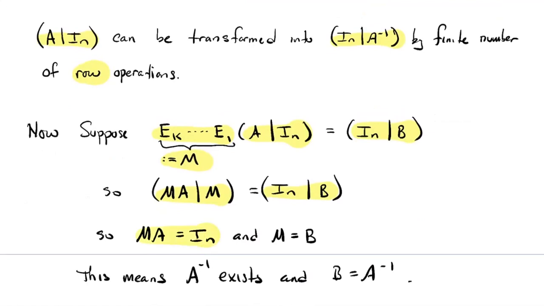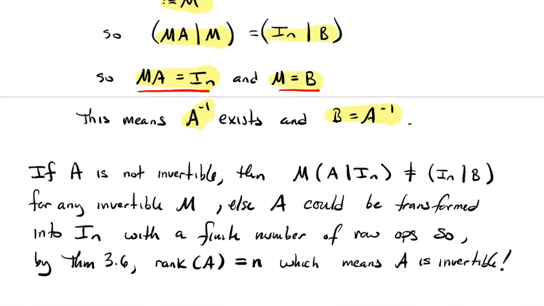First of all, MA has to be I_n, since the components on the left of the augmented matrices have to be equal, and also on the right. On the right, it would mean that M has to be the matrix B. This first equation, MA equals I_n, means that M is a left and hence two-sided inverse. So the matrix A is invertible and M is A inverse, but M is equal to B. So the two conclusions are that A is invertible, A inverse exists, and B is its inverse. Okay, so if you roll all that together, or sorry, if A isn't invertible, I have one more thing to say before we roll it all together.